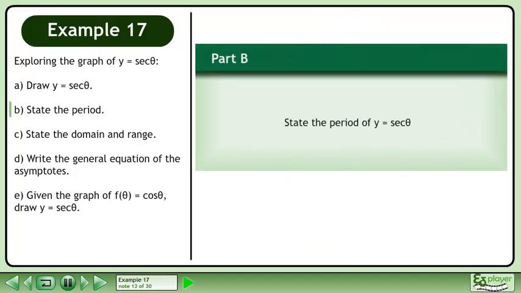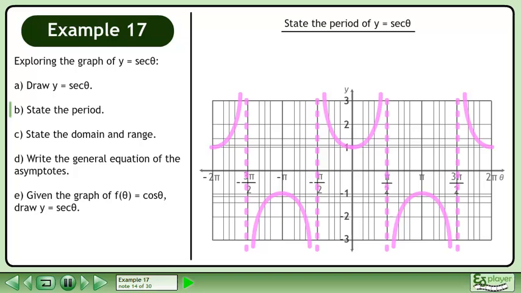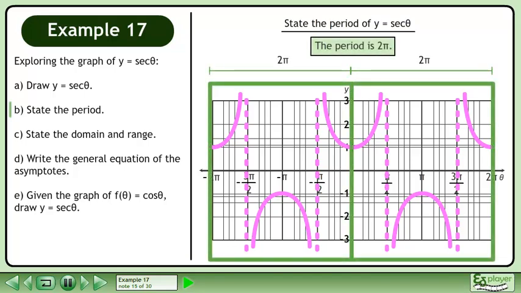In part B, state the period of y equals secant theta. Bring up the graph of y equals secant theta. The period is 2 pi.